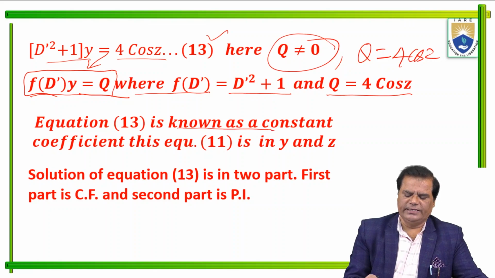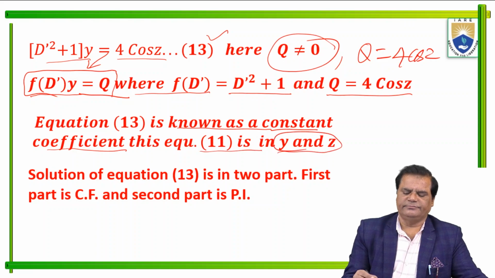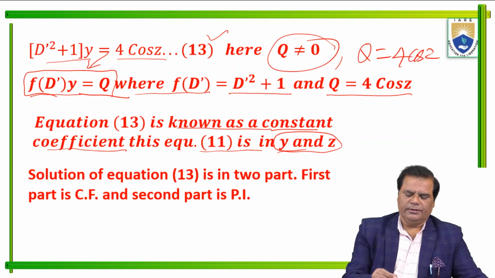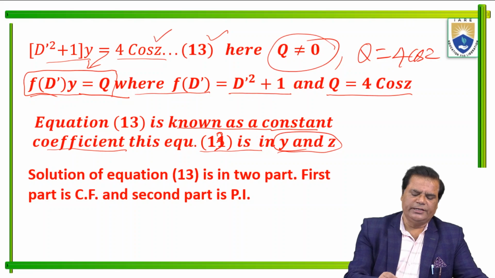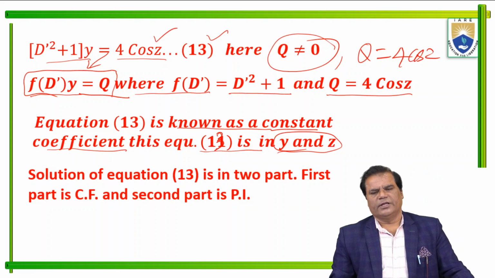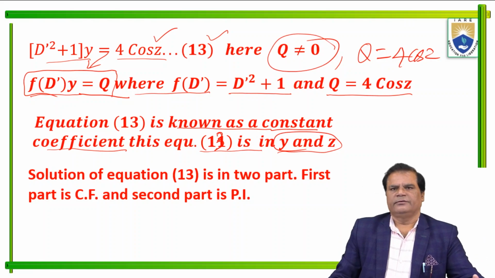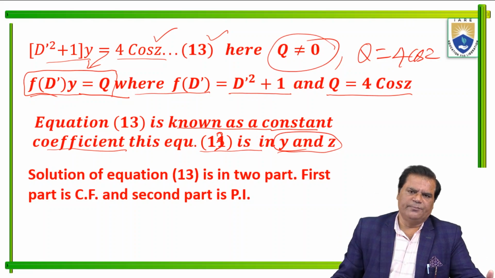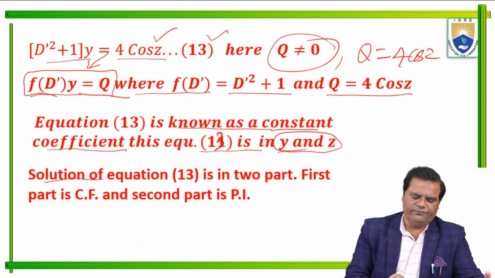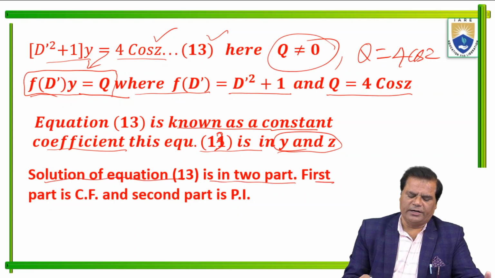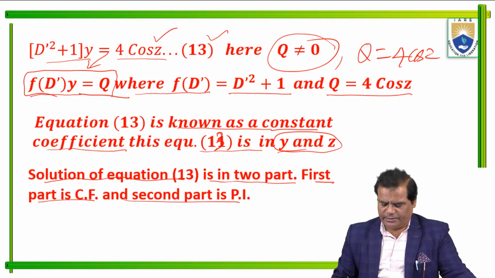Equation 13 is known as a constant coefficient equation. Equation 11 is in y and z; equation 13 is in y and z, and in our question it is y and x. So this is a change of independent variable. The solution of equation 13 is in two parts. The first part is the complementary function, the second part is the particular integral.